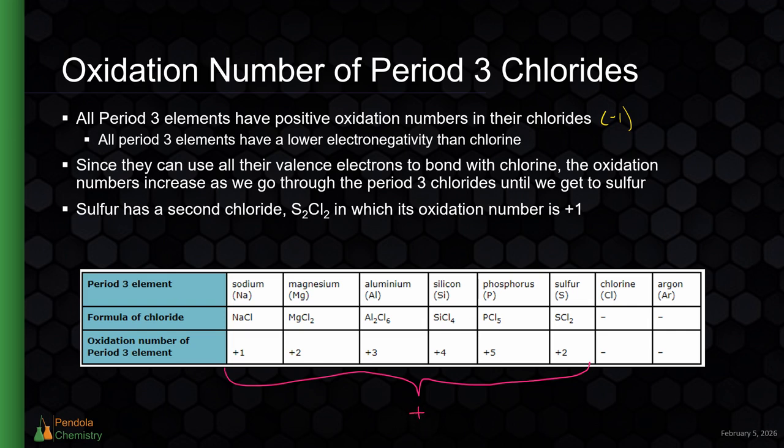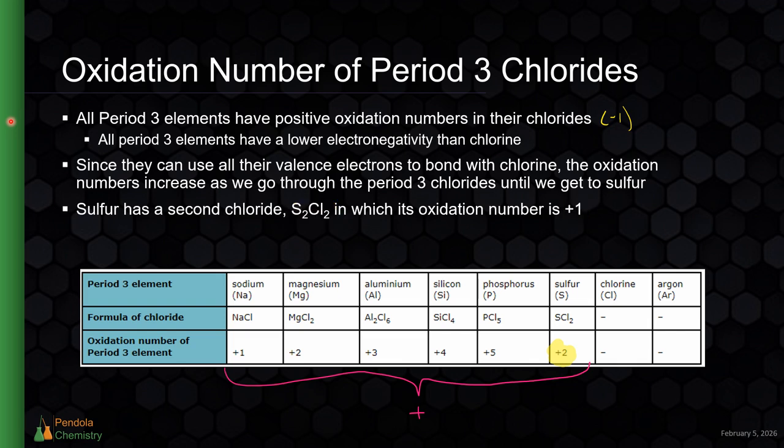And just like with the oxides, because the elements can use all of their valence electrons to bond to chlorine in period 3, we're going to see an increase of their oxidation numbers from +1 to +2, +3, +4, +5, from sodium to phosphorus. And then the only exception to this rule is going to be sulfur. In the case of sulfur, the oxidation number of the chloride is +2. And there's actually a second chloride of sulfur with a +1 oxidation number.